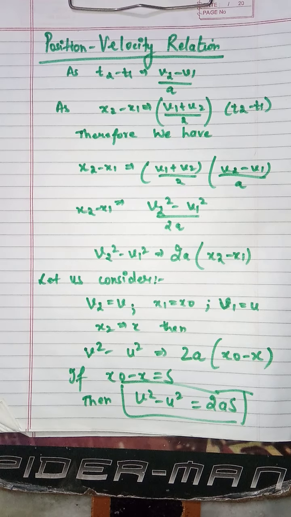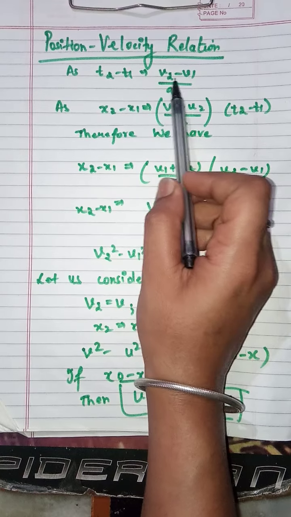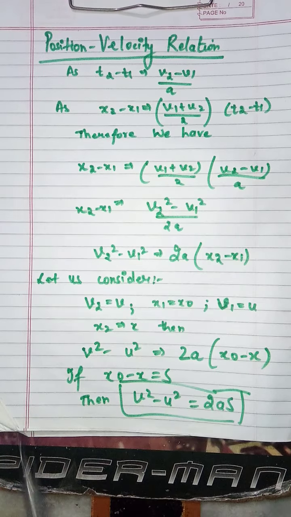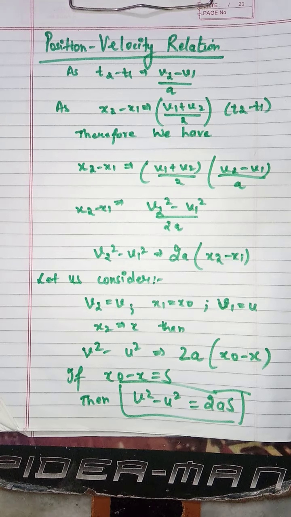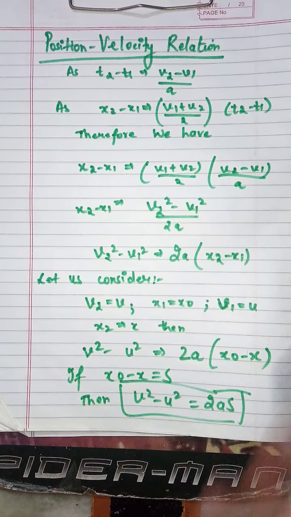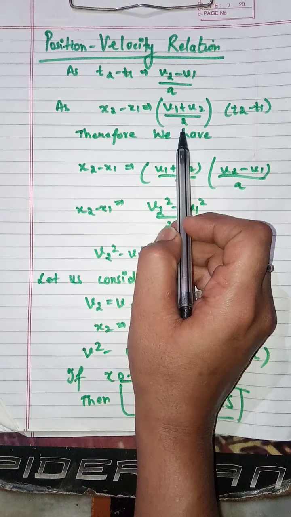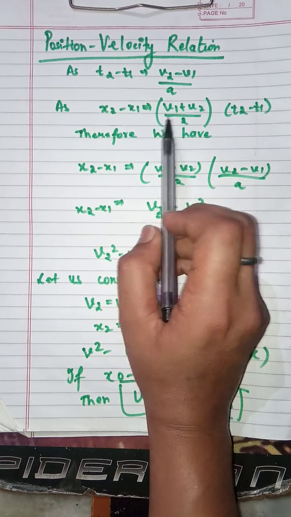Hello students, in this video we are going to start with the next relation, that is the position velocity relation. As we know from the previous video, t2 minus t1 is equal to (v2 minus v1) by a. Here t1 and t2 are the times, and v1 and v2 are the initial and the final velocities respectively. In our previous derivation, we have seen this term: x2 minus x1 is equal to (v1 plus v2) by 2 multiplied by (t2 minus t1).